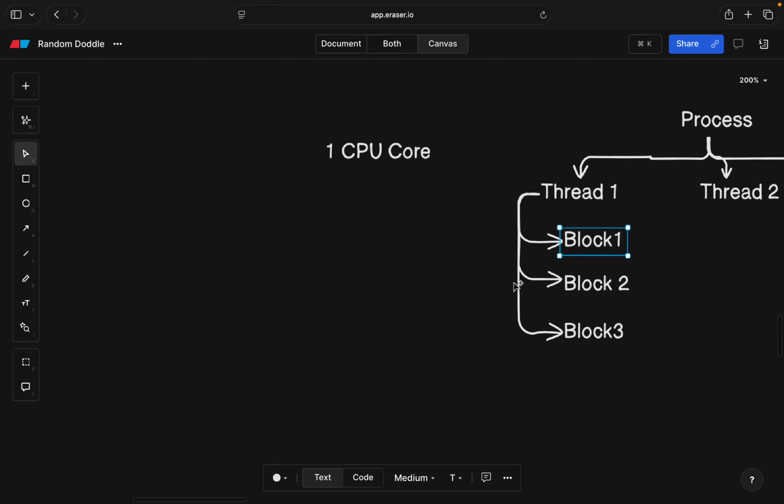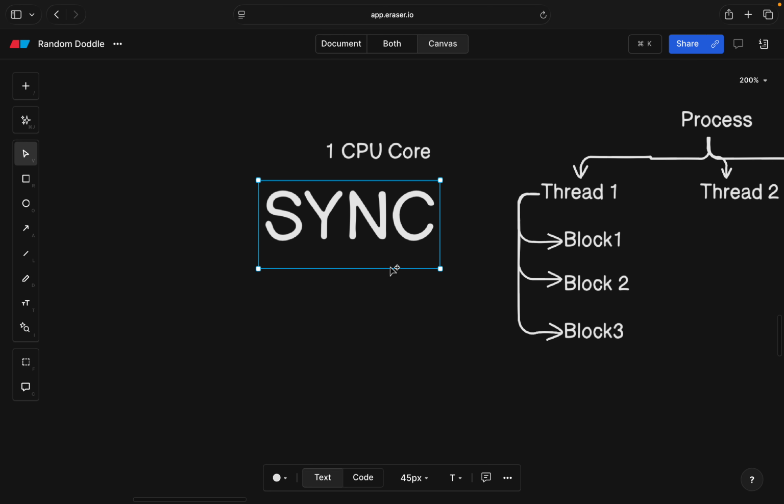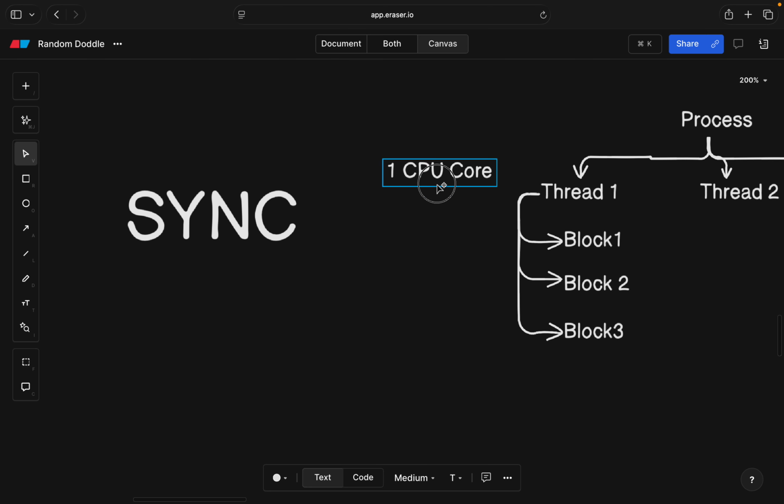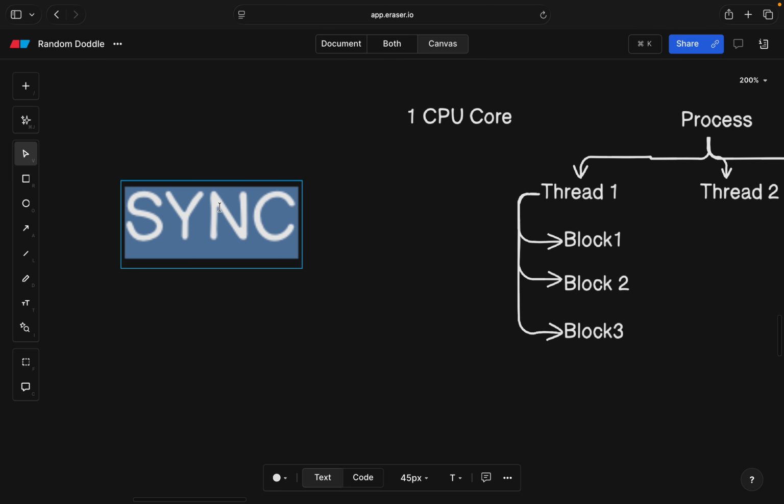This is a synchronous programming method. So I'll write it over here. Synchronous, the sync way. We're talking about sync right now. Sync can happen on a single thread. We'll start working on this thread. We will take block one, then we'll do block two, then block three, and then we'll complete this thread. This is synchronous.